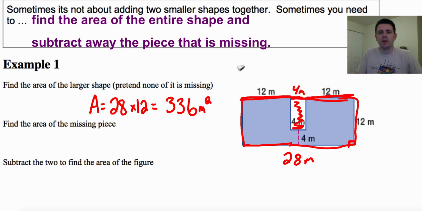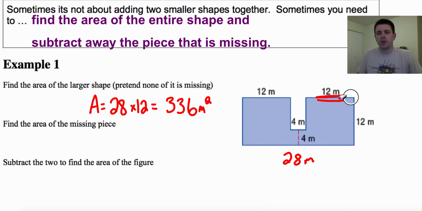But the problem is, I don't have the whole thing. I've got a big gaping hole in the middle of this rectangle. So by finding the area of the whole thing, I counted too much. I need to go back and figure out how much to subtract away for this little section here.